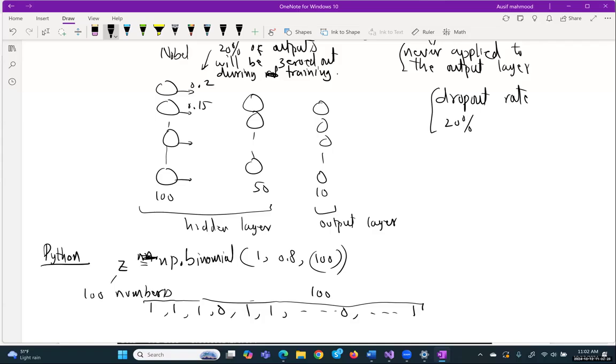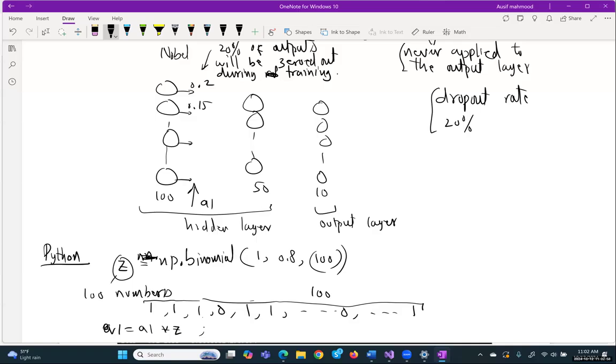Then if I store it in a variable called Z, all I have to do is go to the output. If the output was produced in some variable A1, then I can say A1 equal to A1 multiplied by Z. So you can see wherever the 1 is, it will leave that value as is. If it was 0.2 before, it will stay 0.2.